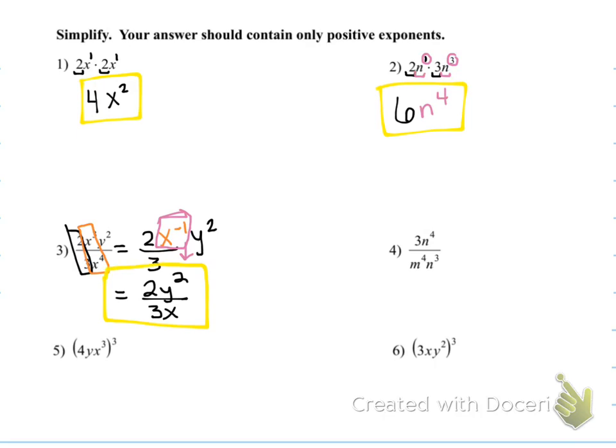Number 4. There aren't any other big numbers, so that 3 is still just going to be chilling on top. And there aren't any other m's, so that m to the 4th is still going to be on the bottom. So then our next step is just to subtract the exponents to n's. So 4 minus 3 gets me 1. So I'd have n to the first power, just n. So my final answer here is 3n over m to the 4th.